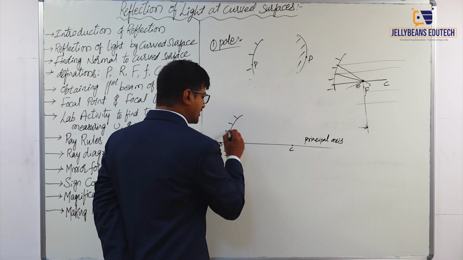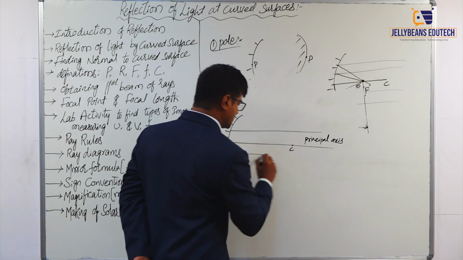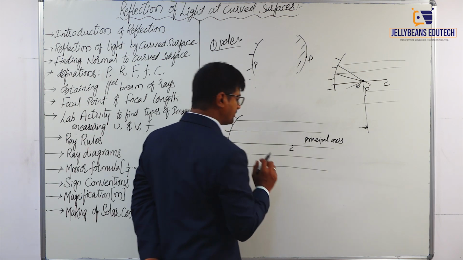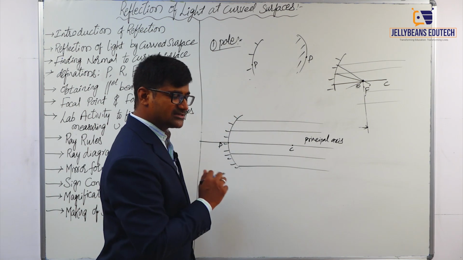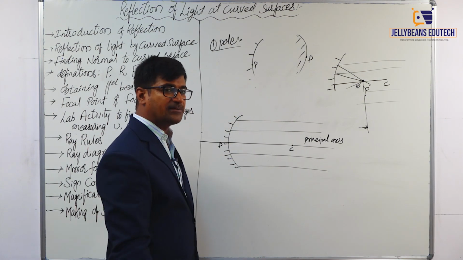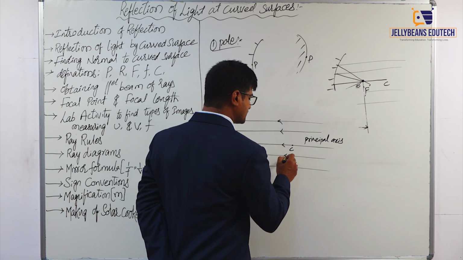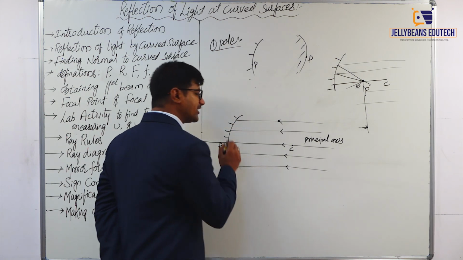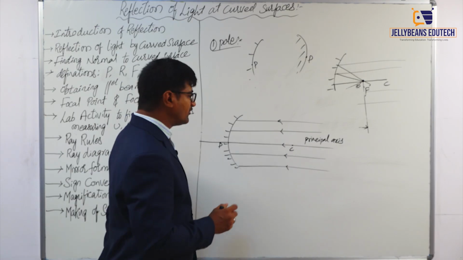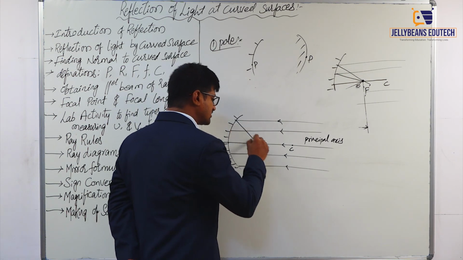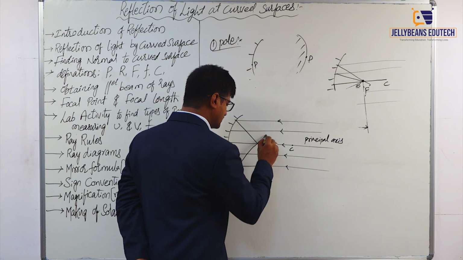And here we are considering the parallel light rays to the principal axis. That means here these light rays are coming from an infinite distance. When they are incident on the concave mirror, as we have already said that it is a converging mirror, then all the light rays converge at a point on the principal axis, like this.